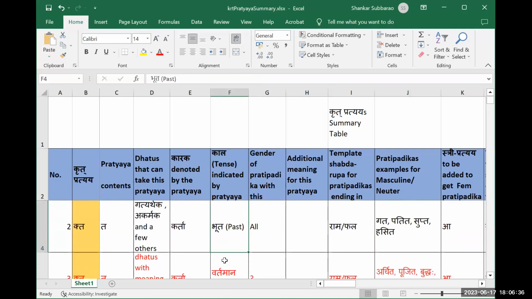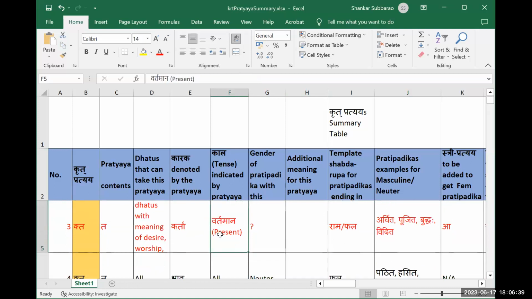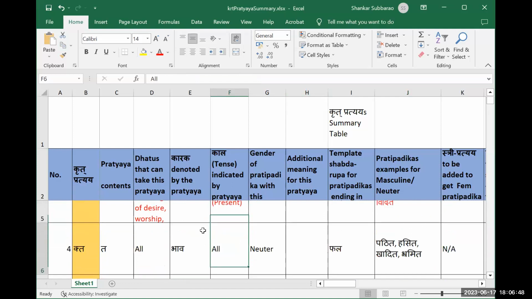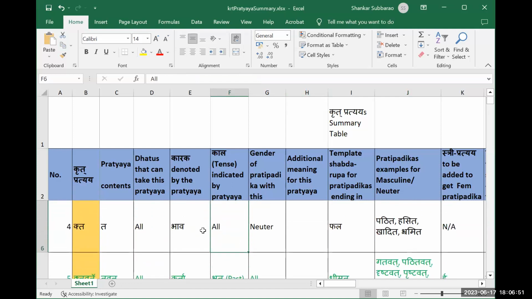And then we have the same ta pratyaya, which I didn't dwell much on, can also be added in some cases in the vartamana kala, not bhuta kala, which I said we ignore for now. All right. And then one more time ta pratyaya is added in what sense? Only in the sense of bhava. And this is again applicable to all, but the gender is only neuter, like pathita, hasita, khadita, etc. Therefore, Stri Pratyaya is not applicable since it is only in neuter gender. Only if it's available in feminine, we will have a Stri Pratyaya.